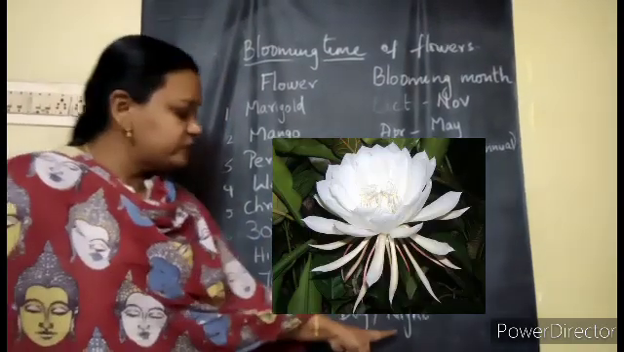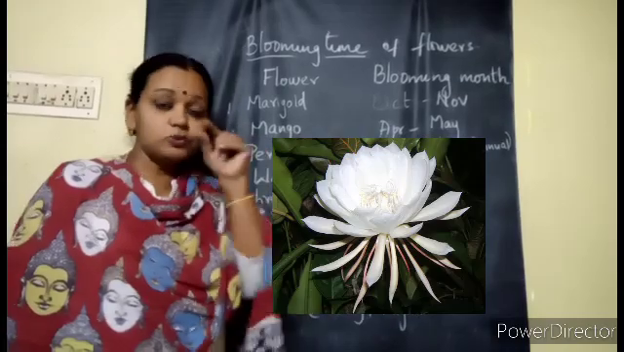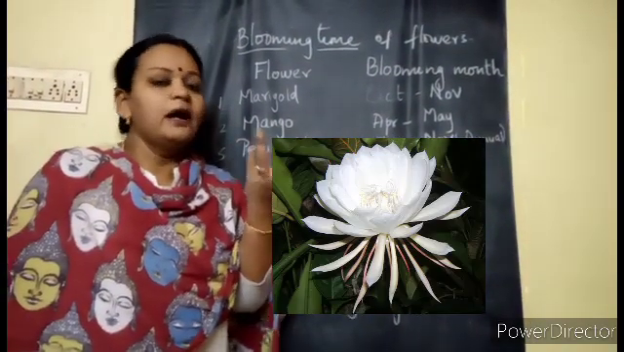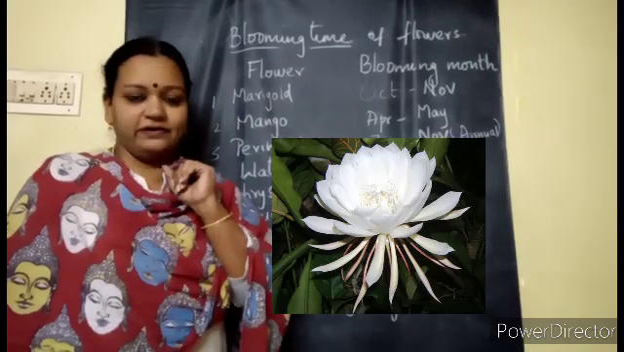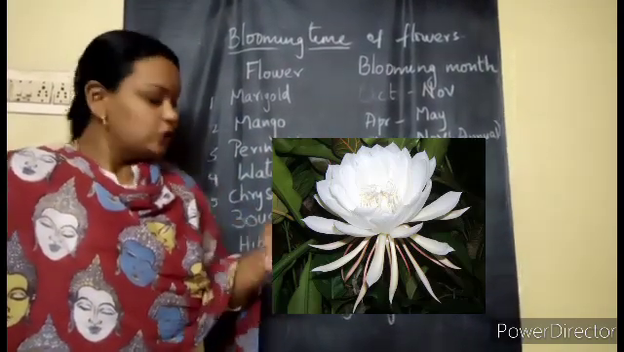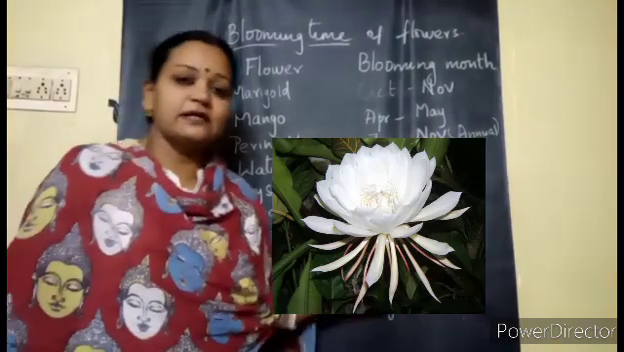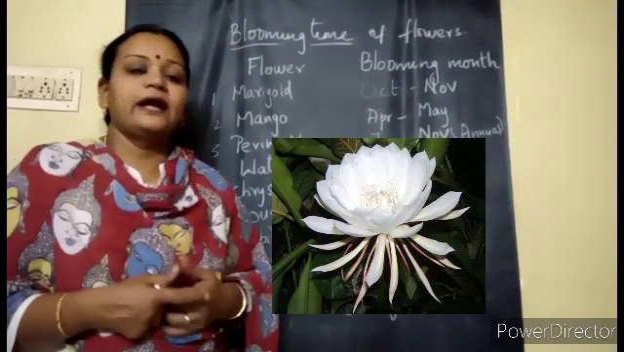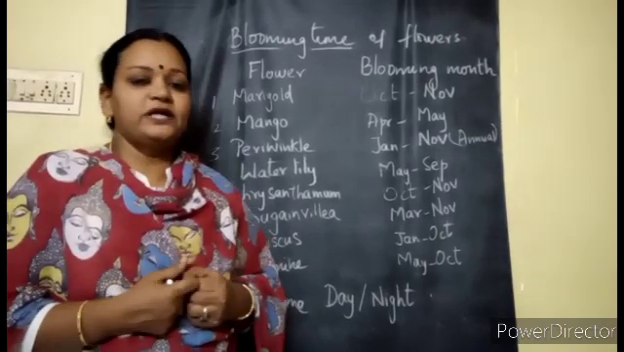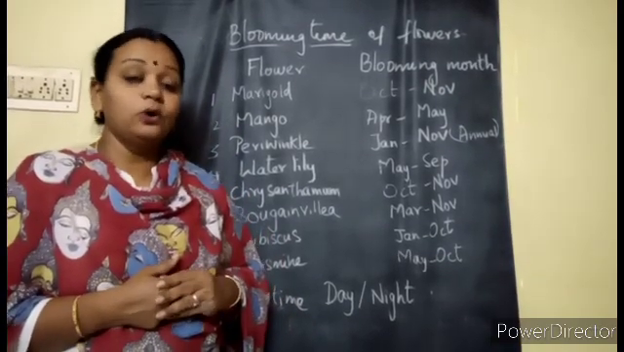Generally, the flowers which bloom in the night time will be very small and white in color only. They will not have bright color, and they will have a strong fragrance to attract the insects. So this is also why some bloom in day, some in night, because they need the right temperature and suitable weather condition to bloom. That is why the blooming time also differs.